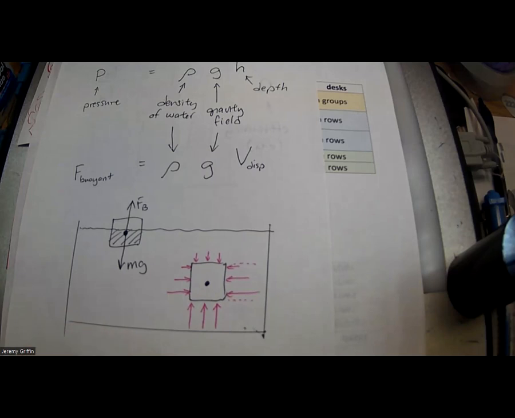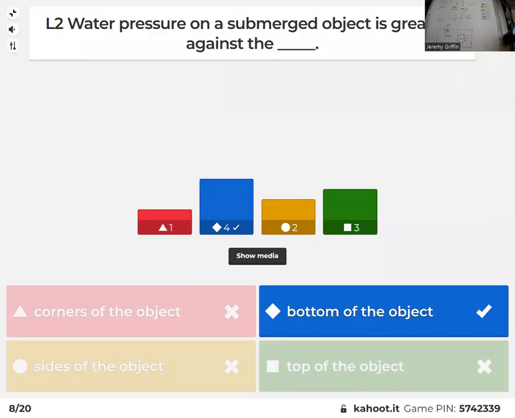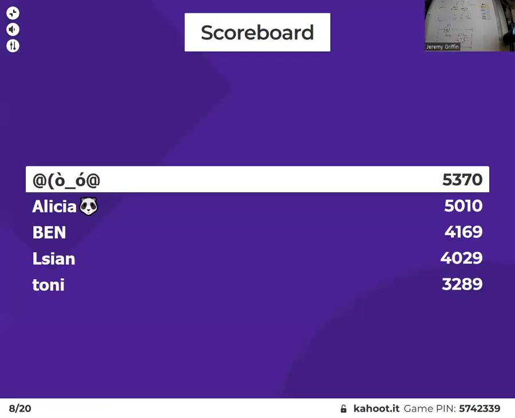The deeper you go, the more the pressure. And the fact that there's more pressure on the bottom of an object than the top means that the direction of the buoyant force is up. That's why the buoyant force pushes you to the surface of the swimming pool.